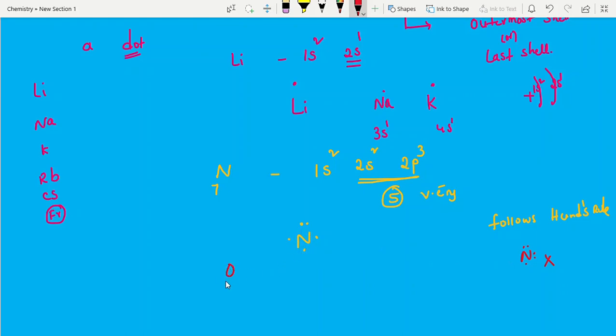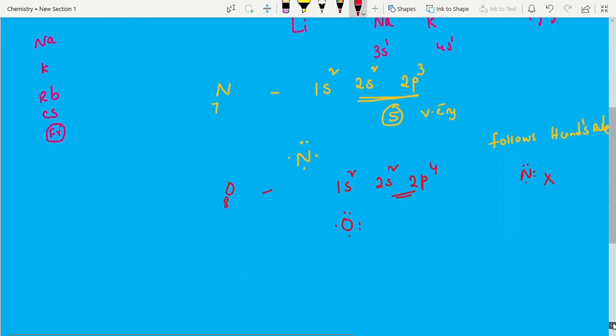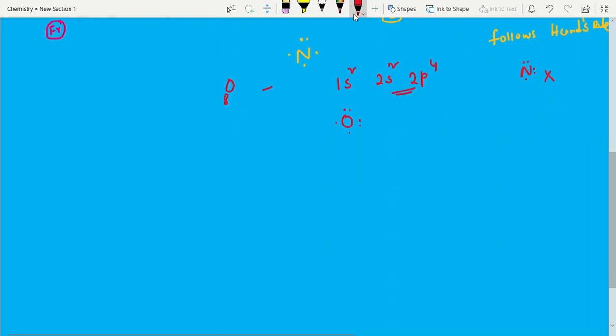Okay, now oxygen. Oxygen 8. 1s2, 2s2, 2p4. Clear? So the outermost shell has 1, 2, 3, 4, 5, 6. 2 unpaired electrons. 2 electrons means this is paired, this is unpaired. In the coming videos you will come to know the importance of unpaired electrons. Unpaired electrons only participate in bond formation. Clear, students? Now next one.